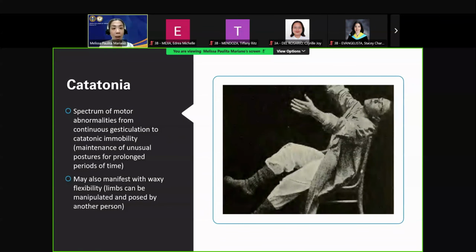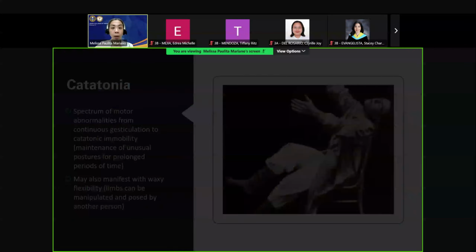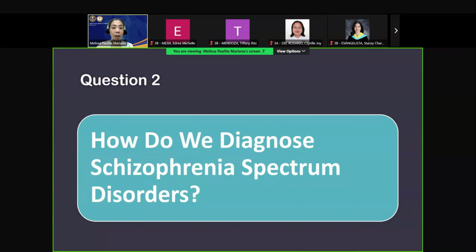An example of this, I think you can find in one of Robin Williams' movies. It's called Awakenings, and it was based on a book by Oliver Sacks. So that's a good example of catatonia, particularly waxy flexibility.